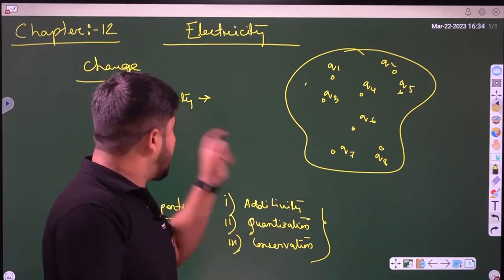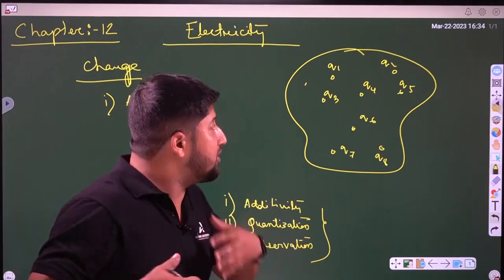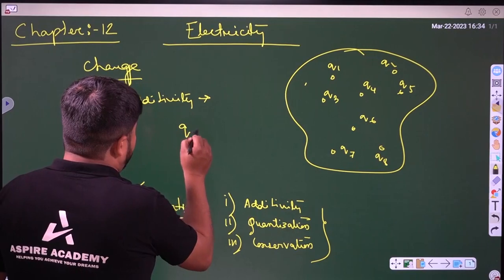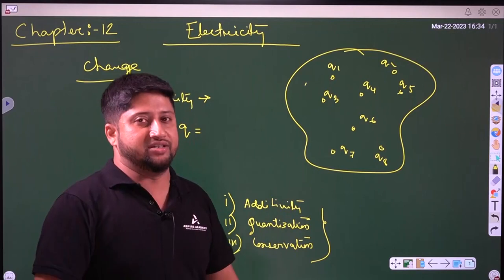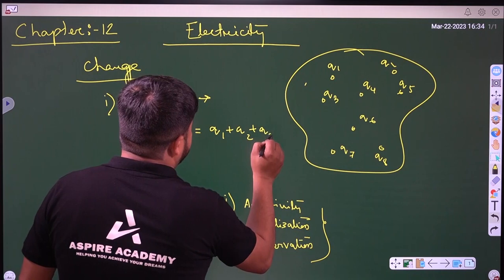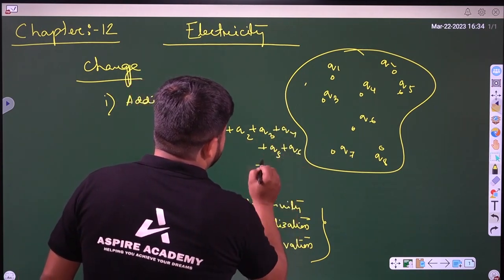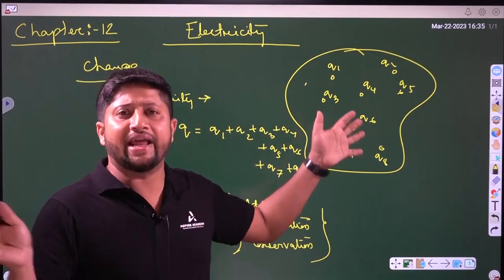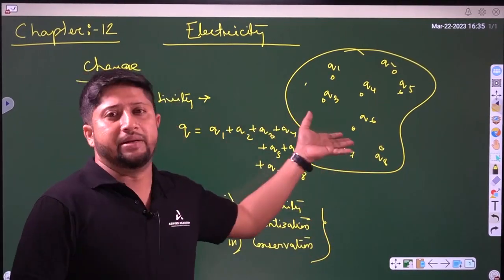According to the additivity property, how can we add these charges? How do we know the total charge inside the system? We add all the charges, whether positive or negative. So the total is Q1 plus Q2 plus Q3 plus Q4 plus Q5 plus Q6 plus Q7 plus Q8. We can add a countable number of charges. This is the additivity property.